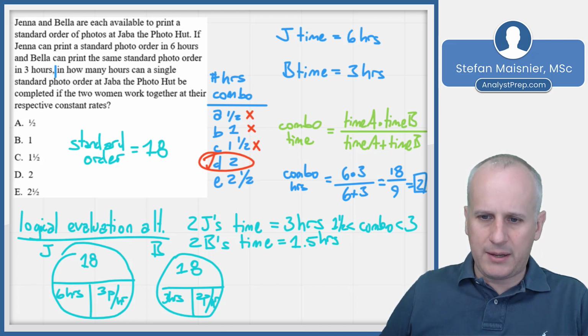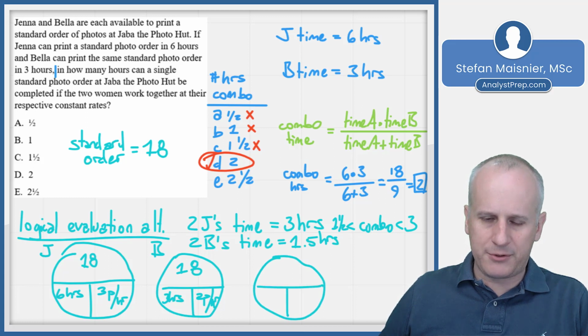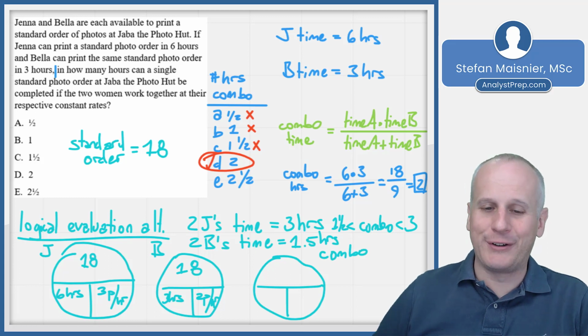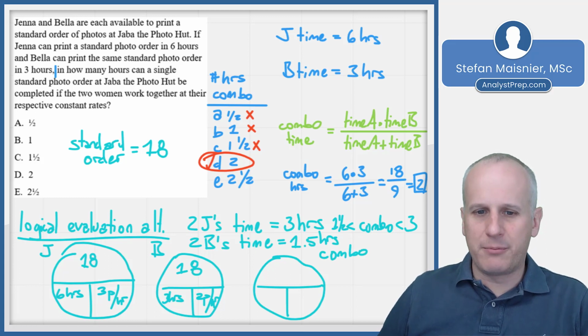And then when we combine them, we set up the same structure, and I apologize for my wonkiness of the little circles. Drawing freehand has never been a strong suit. But we know it's still going to be the same 18 photos in a standard photo order.